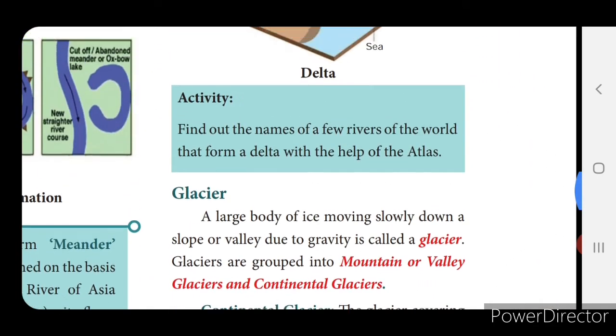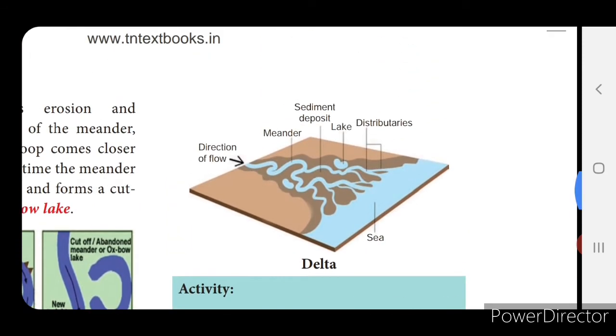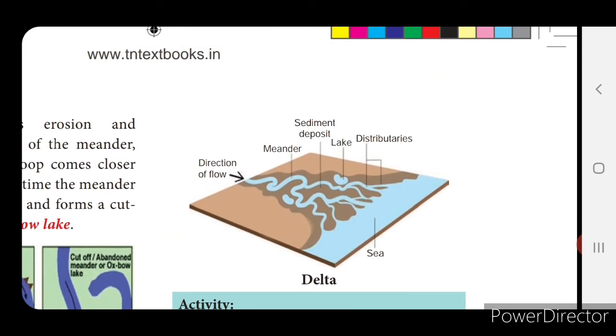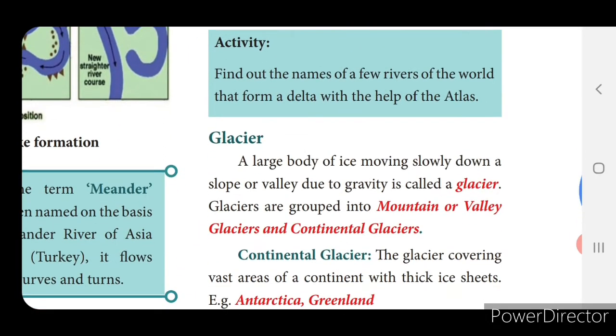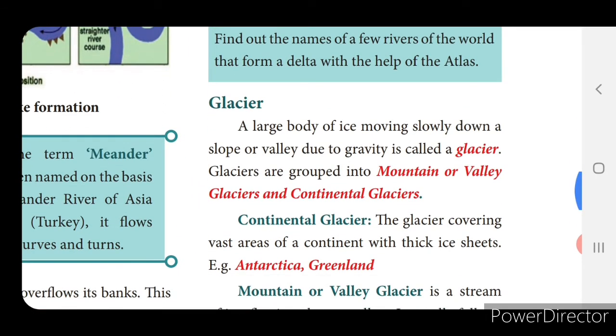The next one: we have seen the landforms which are formed because of water, erosion and deposition. Now we are going to see the glacial action, the landforms which are formed due to glacial action. So what is meant by glacier? A glacier is nothing but frozen water, that is ice or snow on the mountain region. A large body of ice moving slowly down a slope or valley due to gravity is called a glacier.